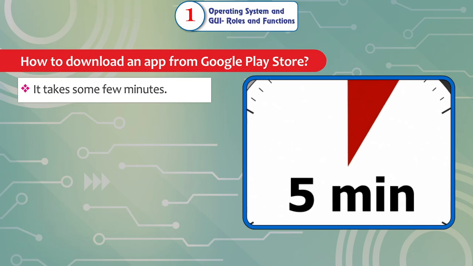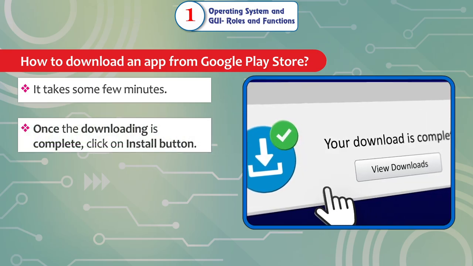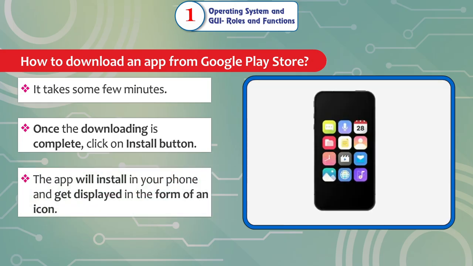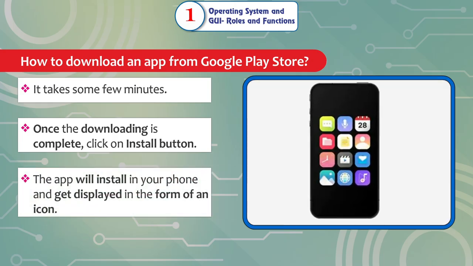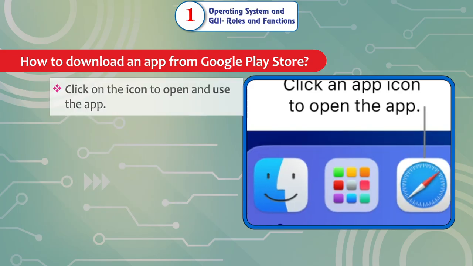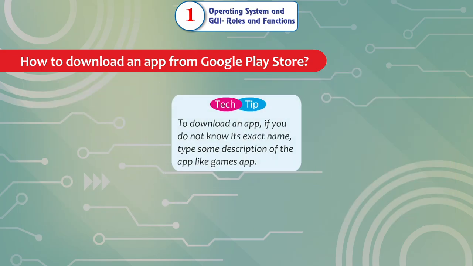It takes a few minutes. Once the downloading is complete, click on the Install button. The app will install in your phone and get displayed in the form of an icon. Click on the icon to open and use the app. Tip: To download an app, if you do not know its exact name, type some description of the app like Games app.